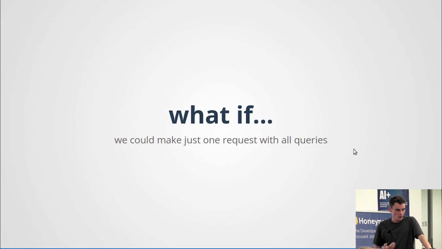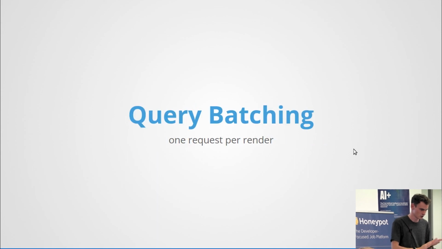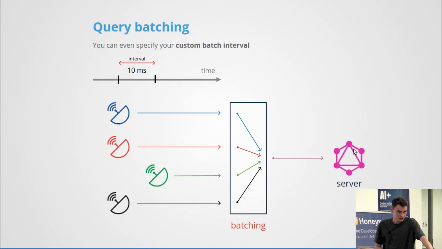But what if we could make just one request per render? Imagine that you refresh the page, or you change the route, and there is just one request, which is another thing that is mind-blowing and painless. So we've got a feature like query batching. It's a thing that I mentioned, and it works like this.